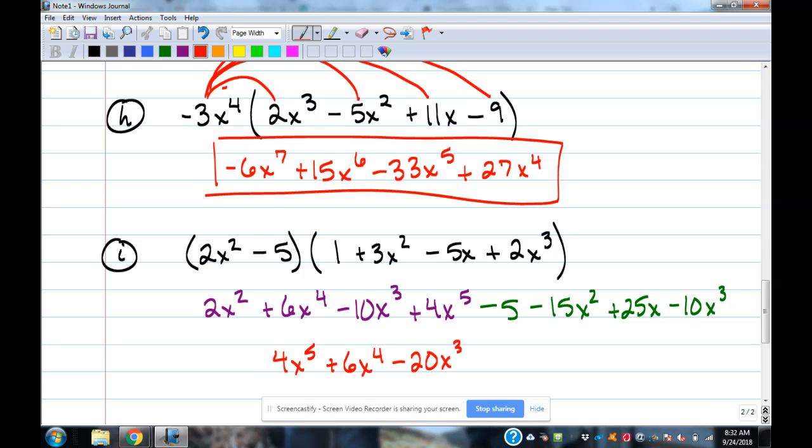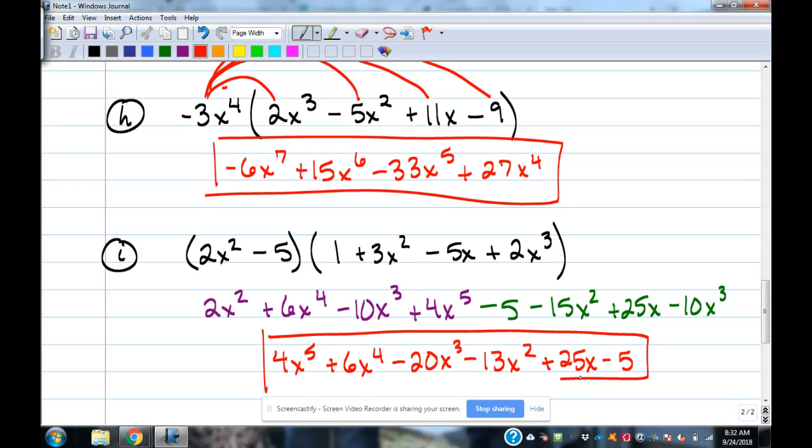Next. X squareds. We got 2x squared and negative 15x squared. Negative 13x squared. Any plain x's? 25. That's the only one. And then the last piece. And there we have our fairly large polynomial to deal with.